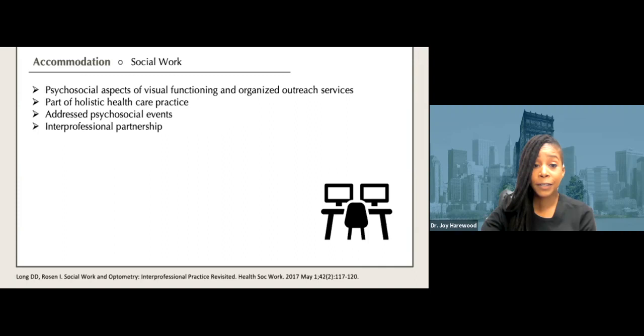So get to know your social worker. Hopefully you have an affiliation with a social worker. I can say in terms of my own practice, it has been infinitely improved by having a relationship with the social worker. They can help with the psychosocial aspects of visual functioning and organizing outreach services, and they're really part of the holistic care practice. Things that they're able to help with include finding transportation options and helping to facilitate insurance coverage. It's really an interprofessional partnership that is very useful.